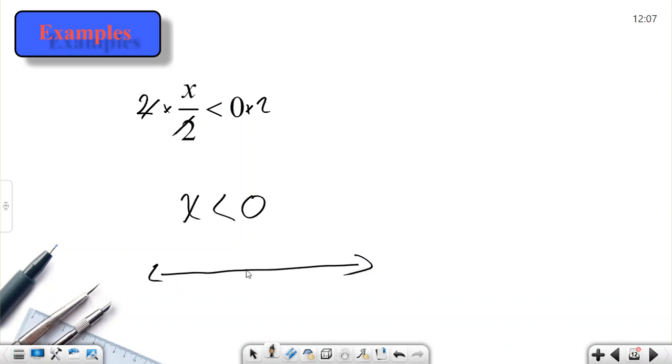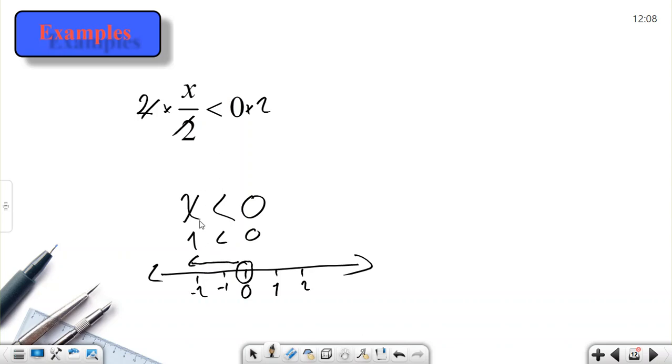Let's check that one. 0 is here, so minus 1, 1, minus 2, 2. That's enough, I think. Let's check a number. 0 is our checkpoint, so let's use 1. Is 1 less than 0? No. So 1 is not in the solution set. So we need to go to the left side.